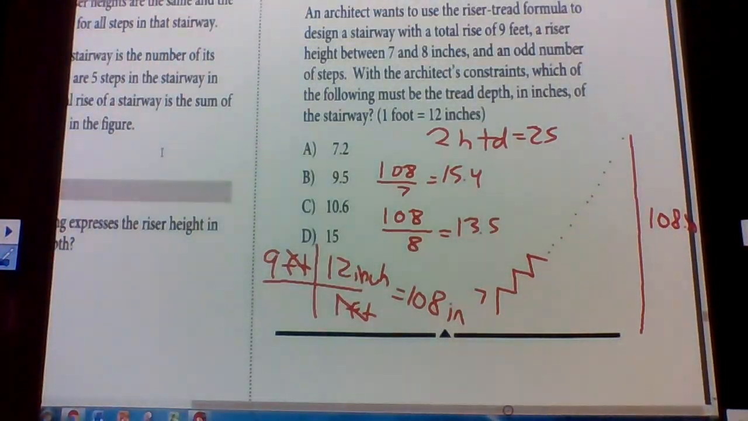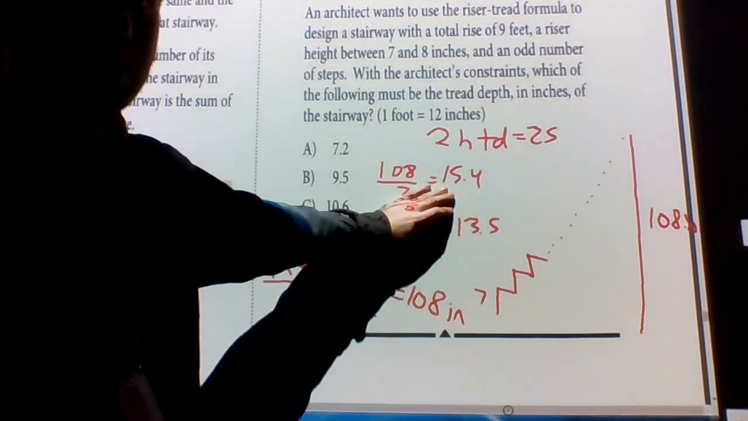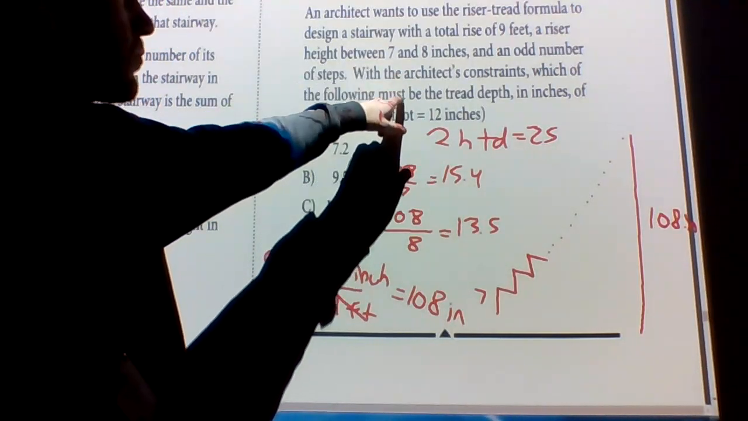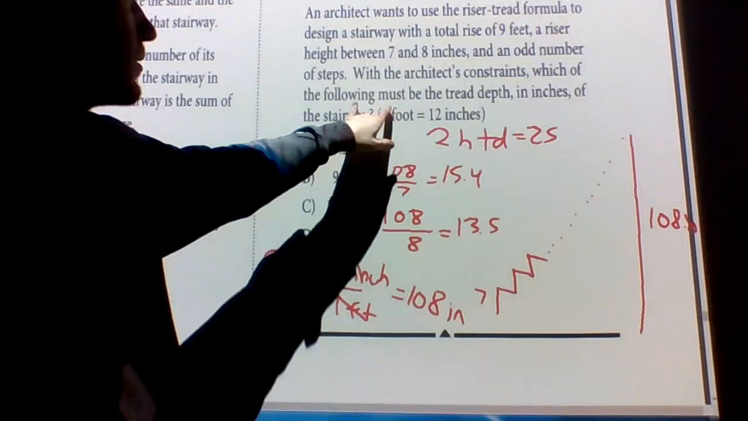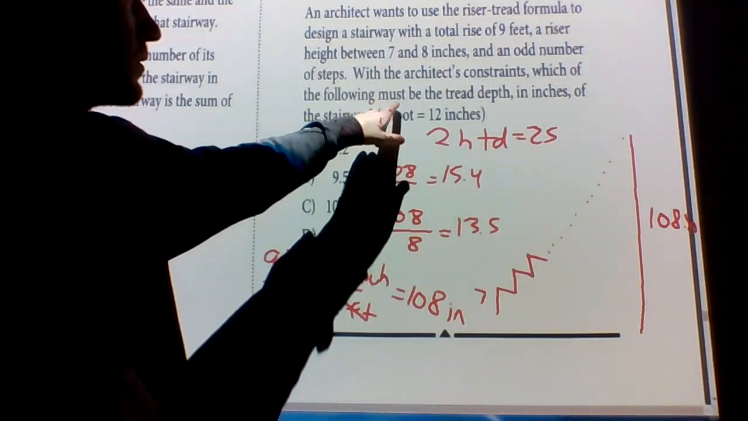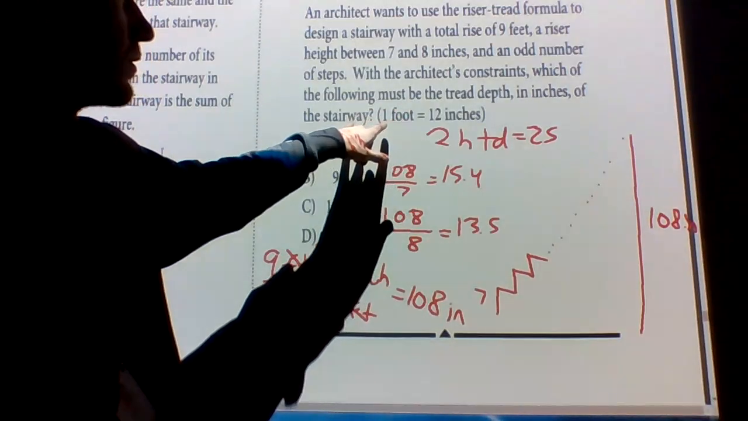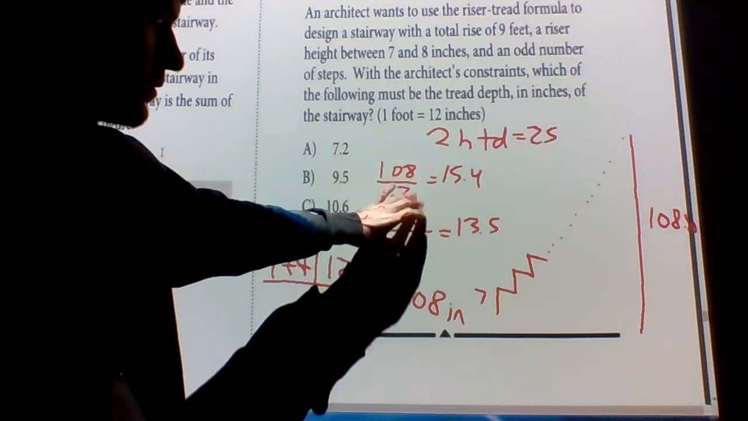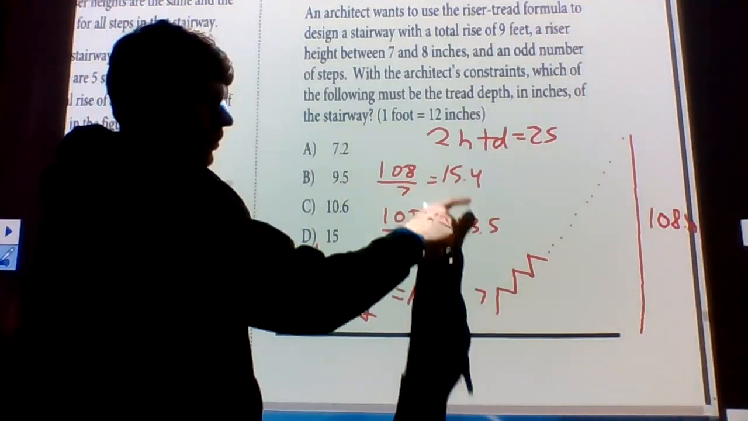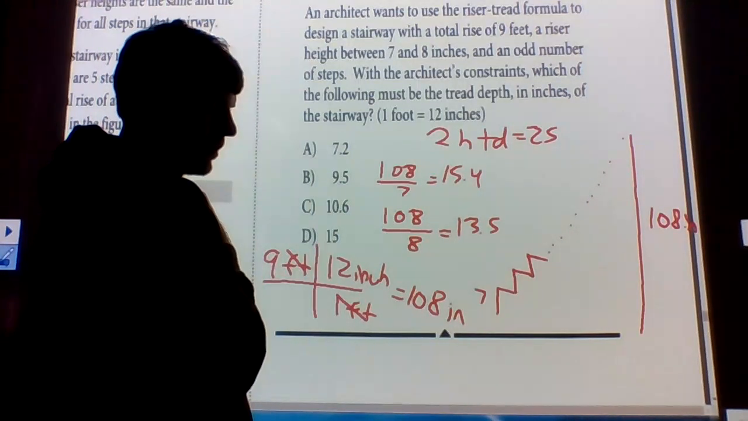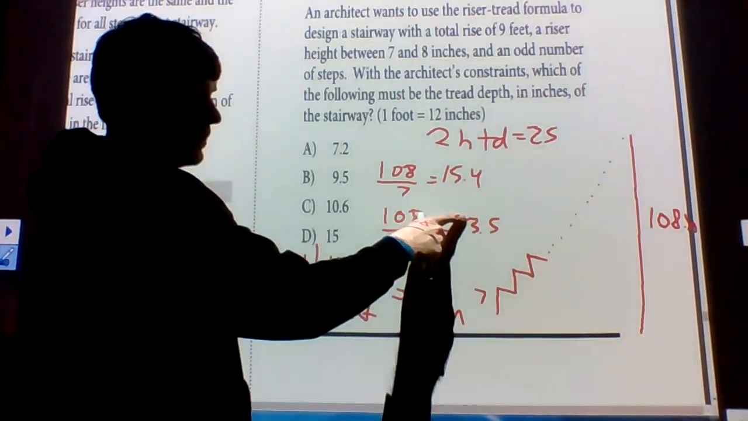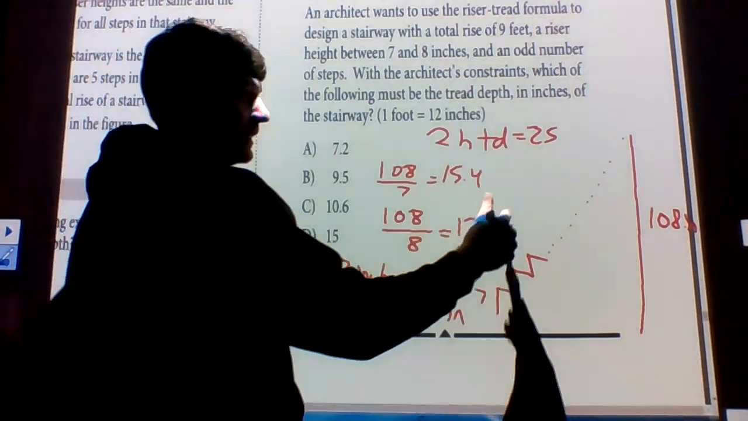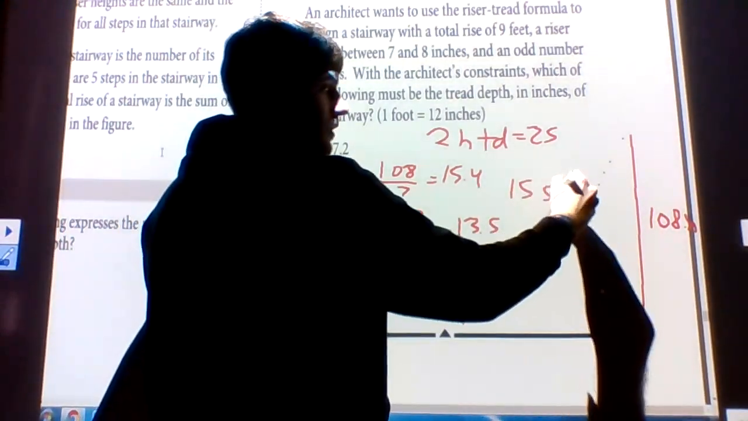Okay. So we need a number of stairs that's between this. So the two whole numbers that are between these two are 14 and 15, right? Which of the following must be the tread depth in inches of the stairway? Okay, we've got to find H first. So we're looking for an odd number of steps between these two numbers. 14 and 15 are the only two possibilities, but 14 is even, so we need to go with 15 steps.